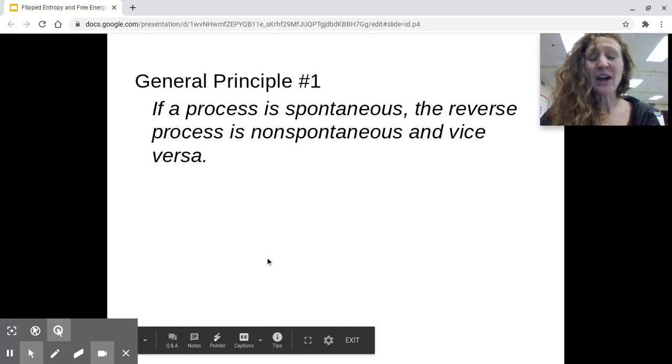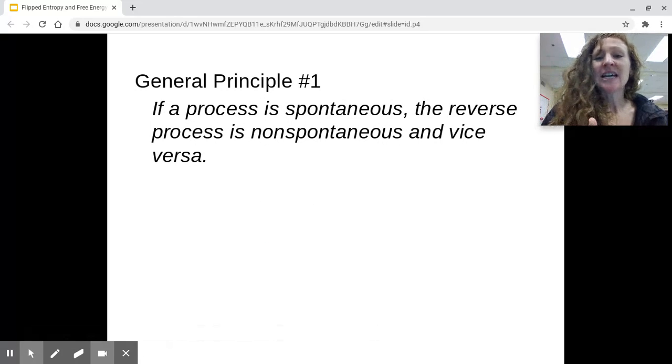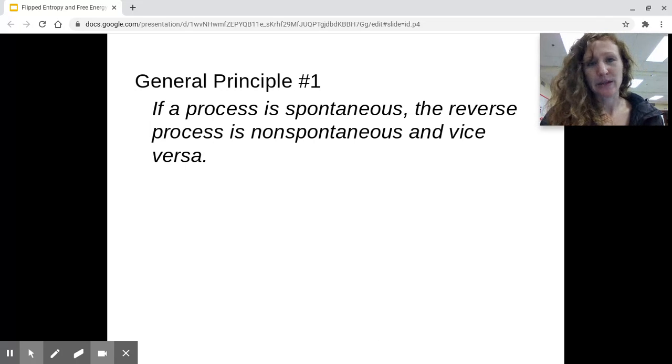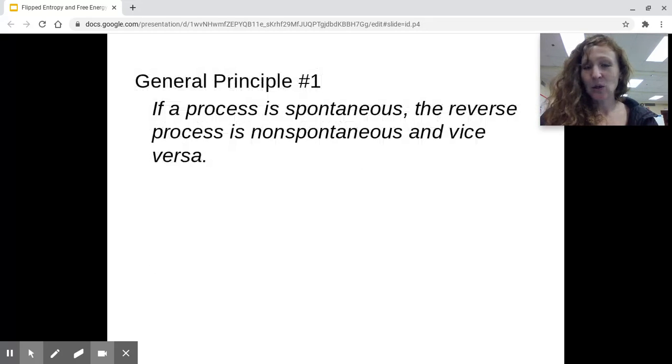Okay. So here we go. Let's talk about these thermodynamic criteria. If a process is spontaneous, the reverse reaction is non-spontaneous, and vice versa. If you come across a process that is non-spontaneous, well, the reverse of it is going to be spontaneous. So that helps us to divide this line a little bit more clearly. Again, hold up before we move forward. It's a general principle, which means it is usually true.